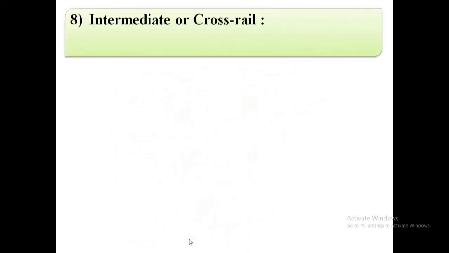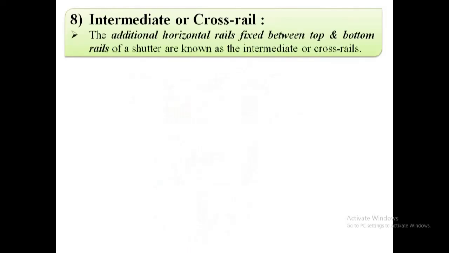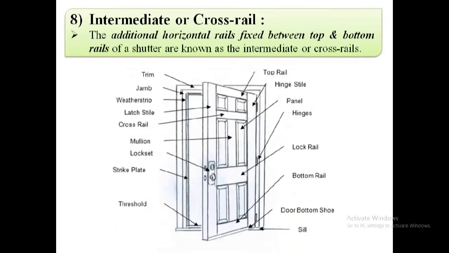The next technical term is intermediate or cross rail. The additional horizontal rails fixed between the top and bottom rails of a shutter are known as the intermediate or cross rails. In this image you can see this is the shutter, here the top rail is provided, here the lock rail is provided and here is the bottom rail. Here you can see this is the cross rail. These additional horizontal rails fixed between the top rail and bottom rail of this shutter are known as cross rails or intermediate rails.